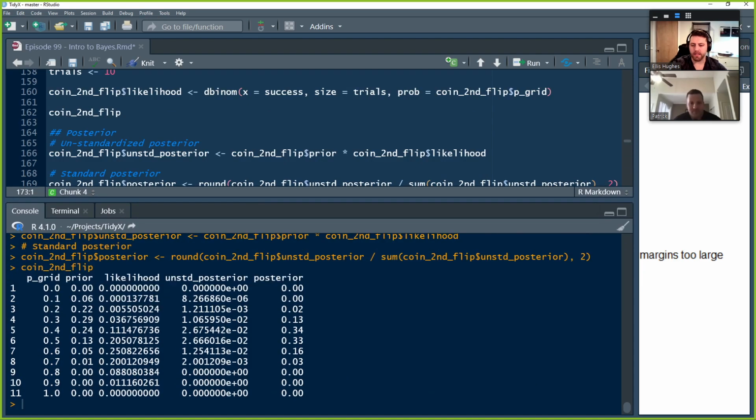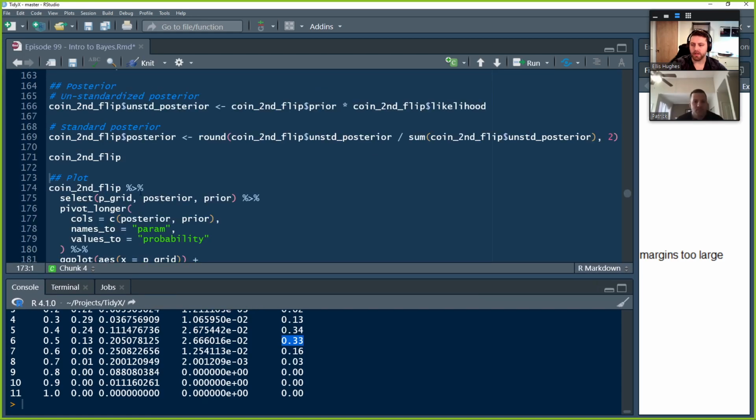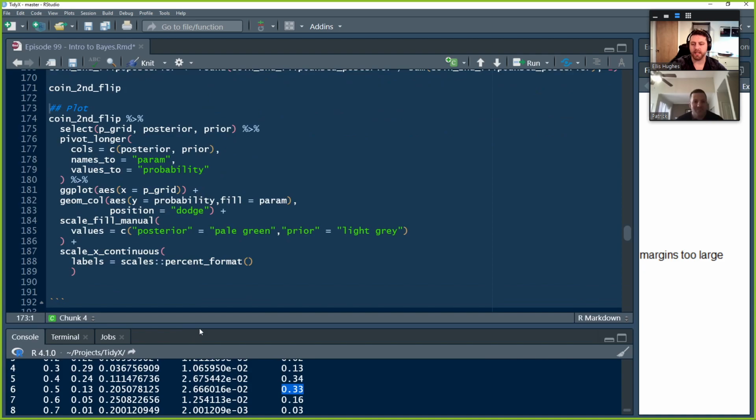So here you can see that this is our new posterior, and this is our prior from the last 10 coin flips. You can see it's moved more towards the middle, back up to 0.5. So now we're going to run this through a ggplot so we can visualize the two overlaid. We're going to take the coin second flip, and take out the p grid, the posterior, and the prior.